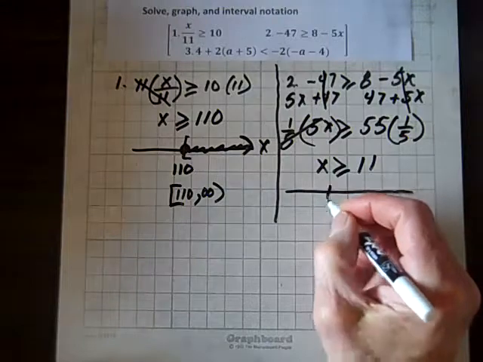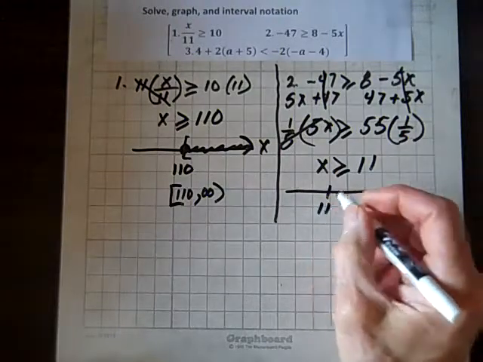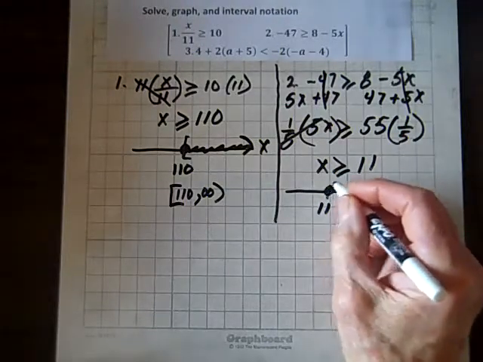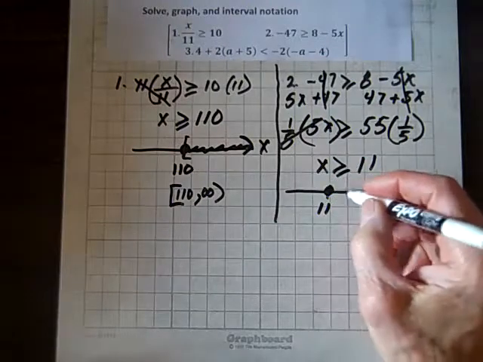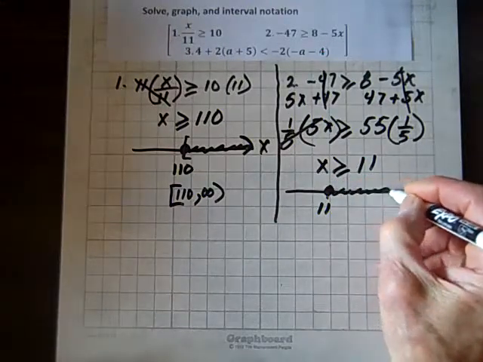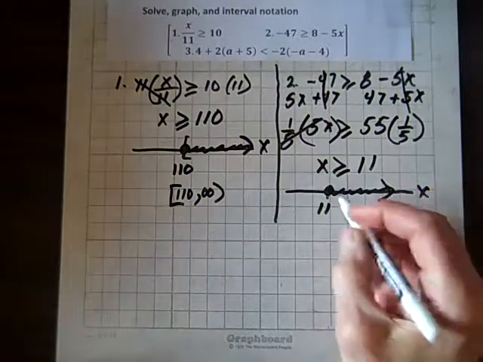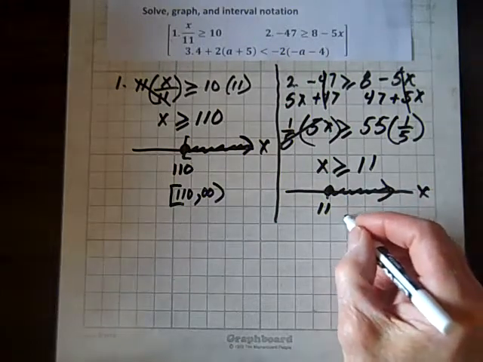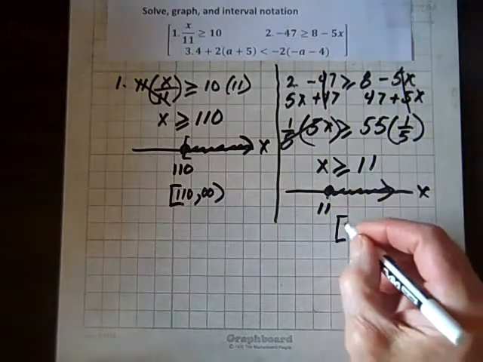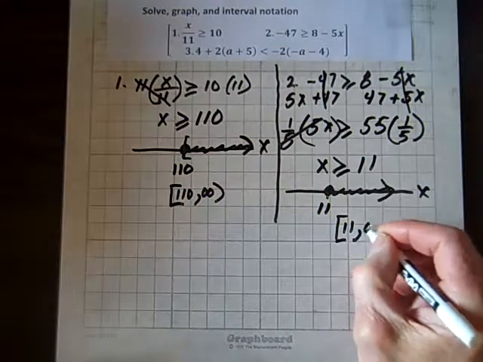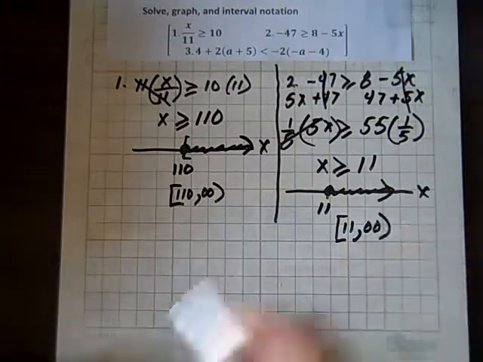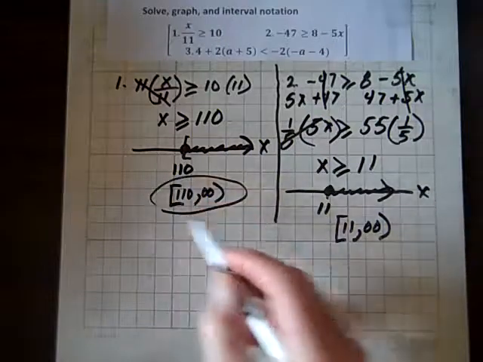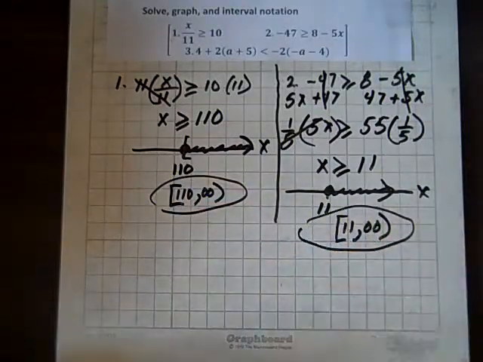So now we'll graph it. And we have a hash mark at 11. And it turns out solid circle or a bracket, whatever you prefer. Everything to the right. And in interval notation, we've got a bracket, 11, infinity, and parenthesis. And so we've got 2 of them out of the way. Now we'll deal with the third one.